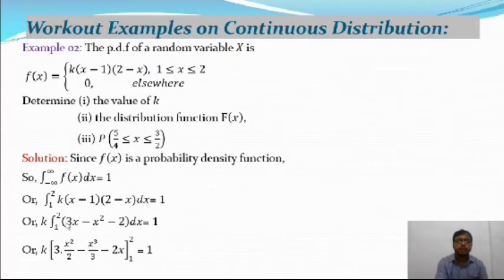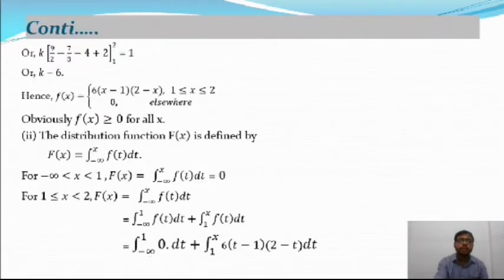So now integrate this function, and after integration it will give k into 3 into x square by 2 minus x to the power 3 by 3. This is the integration of x square minus integration of 2, equal to 2x, where the upper limit is 2 and the lower limit is 1, and this equals 1. So after putting the value of upper limit and lower limit, from this we will get the value of k, and it will give 6.